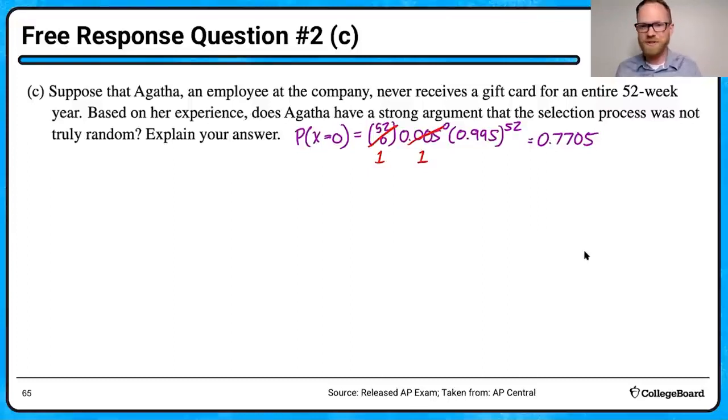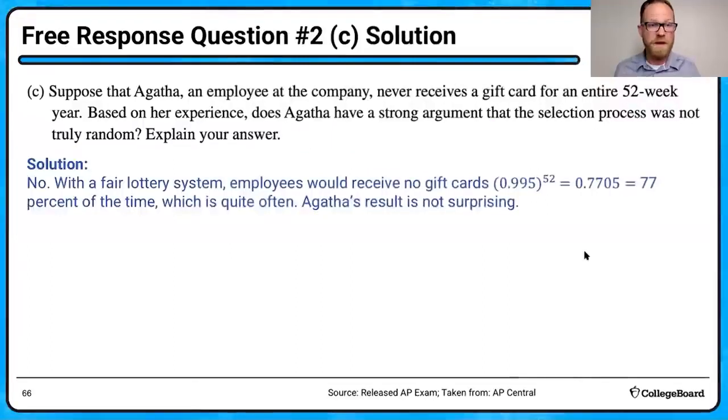So here's what the model solution looks like. No, with a fair lottery system, employees would receive no gift cards about 77% of the time, which is quite often. Agatha's result is not surprising. So let's see what the rubric looks like for this one here.